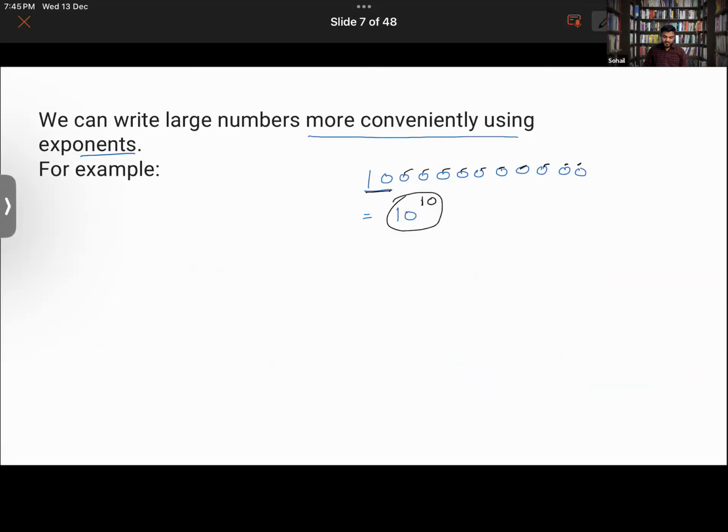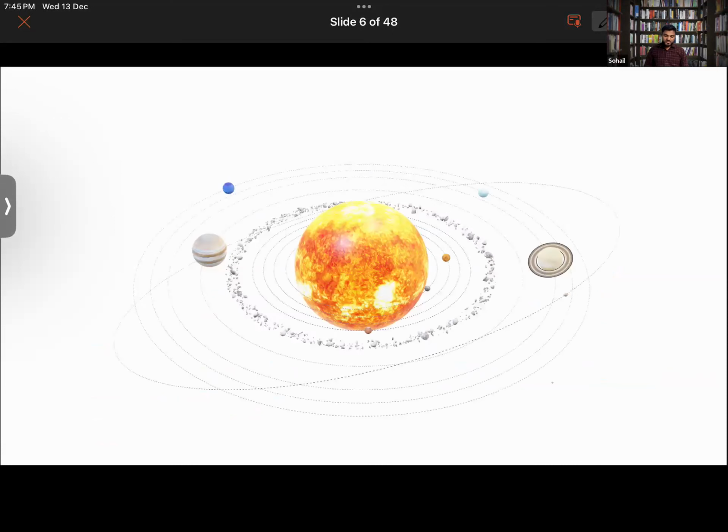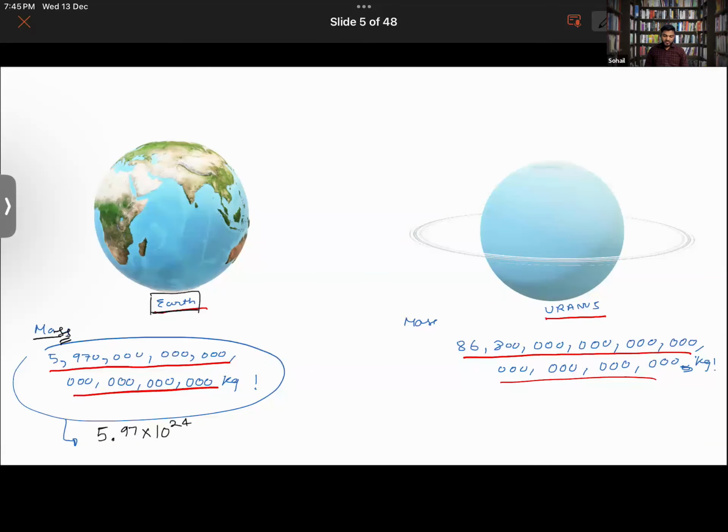Sir, is it necessary to add a decimal point? It is necessary, because the standard format says you take the first digit, place a decimal after it, and then count how many digits are there. You can't write it like 597 into 10 raised to the power 27. You need to place a decimal after 5.